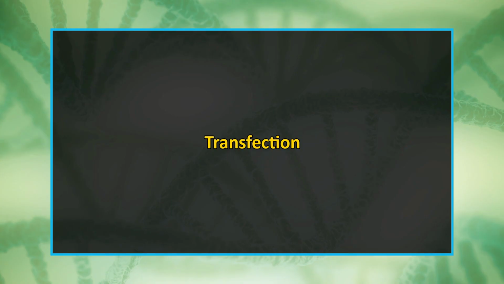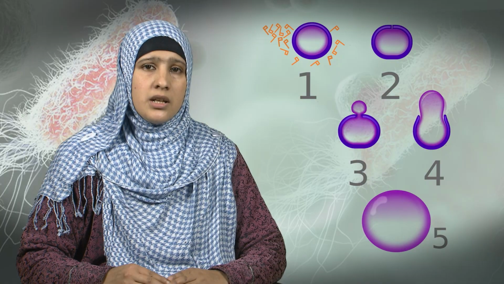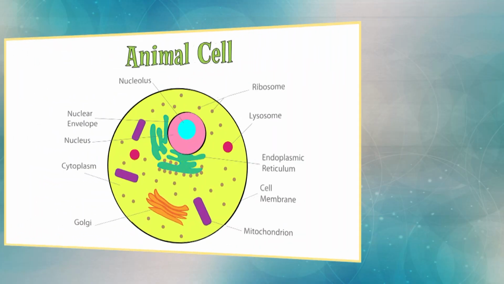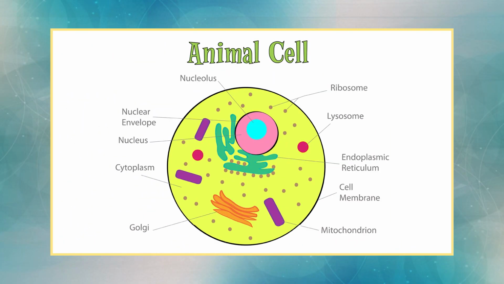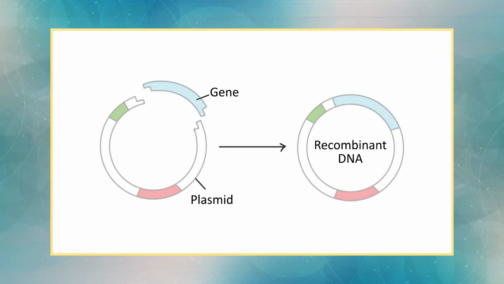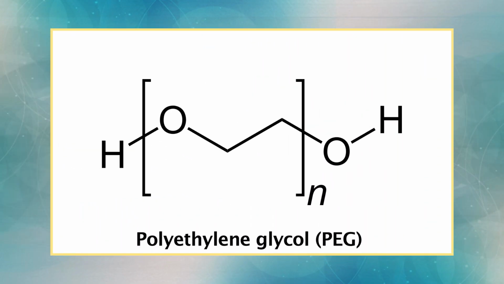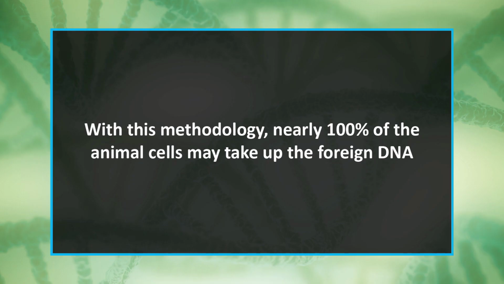Number 4, transfection. Bacterial spheroplasts with suitable recombinant DNA inserted into them can be used to transfect animal cells. Spheroplasts with recombinant DNA are introduced into the medium containing animal cells and are fused by polyethylene glycol, that is PEG. With this methodology, nearly 100% of the animal cells may take up the foreign DNA.